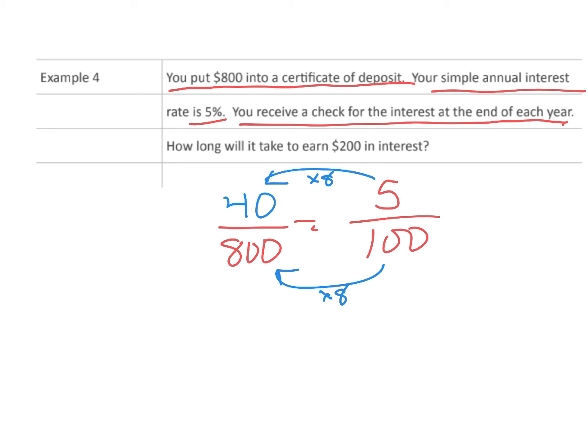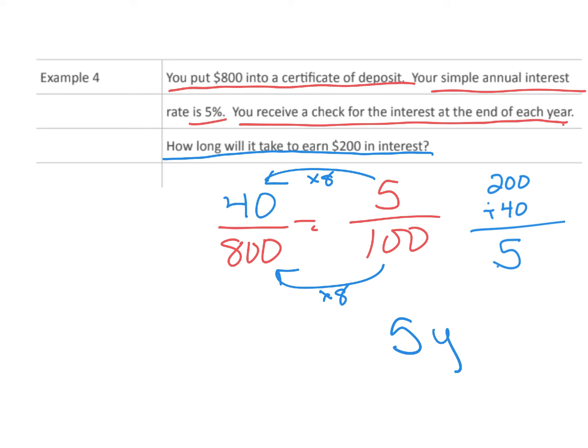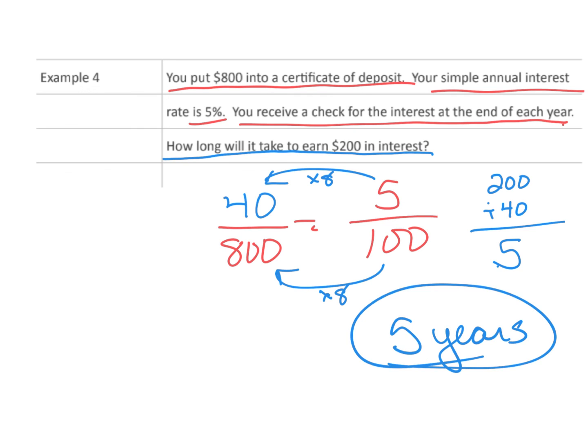But the question is, how long will it take to earn $200? Well, we're going to take that $200, we're going to divide it by 40, because that's how much we get each year, and that should give us 5. So it's going to take us 5 years to get $200.